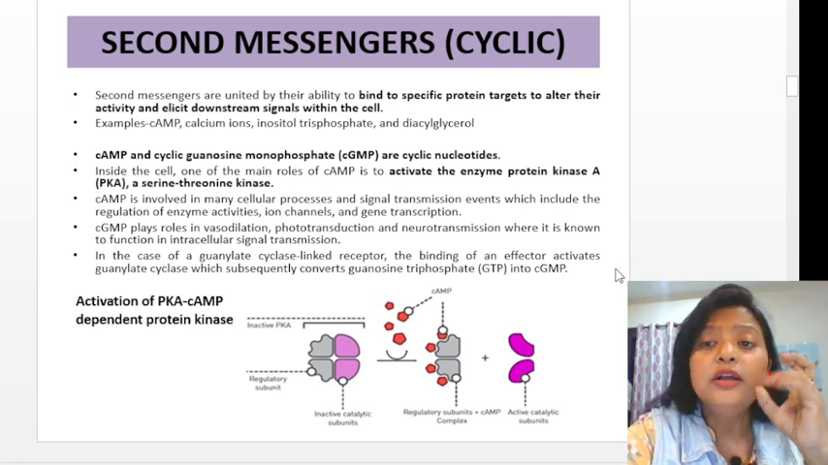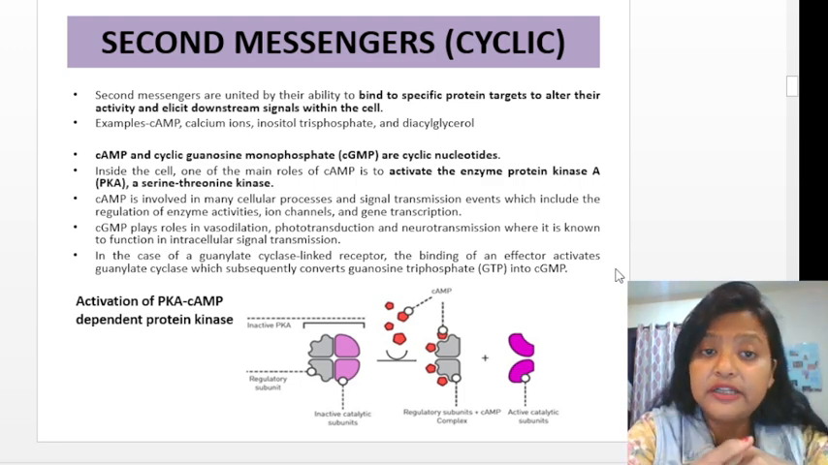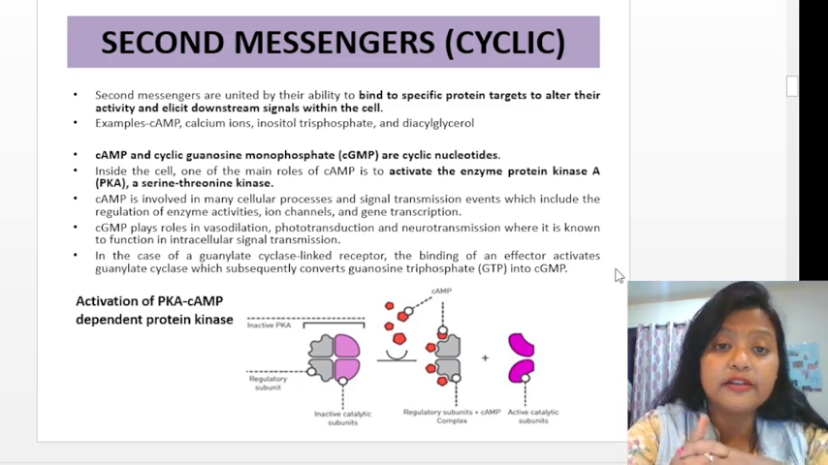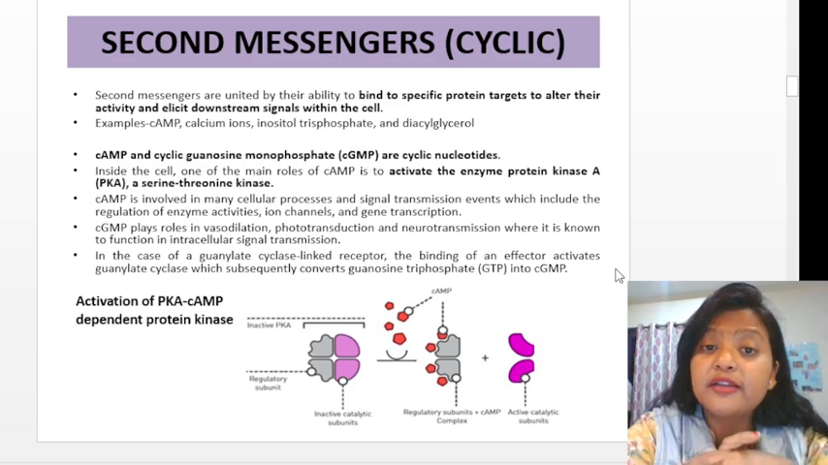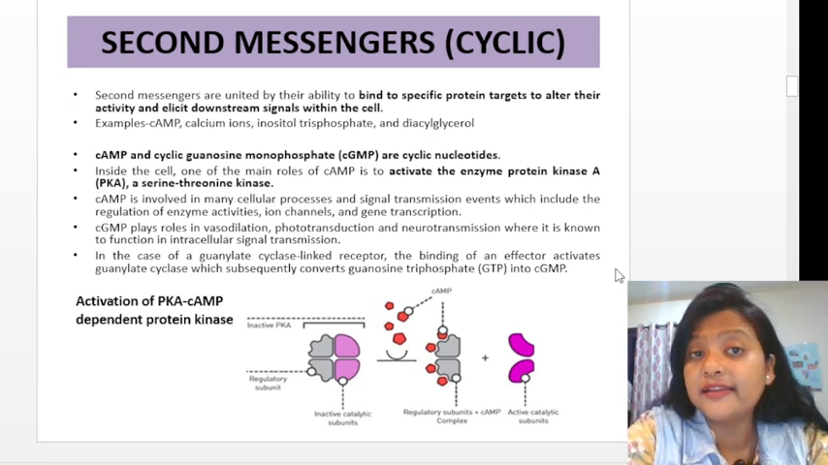Okay, now what is happening? First, we'll talk about the cyclic part. So, what are secondary messengers? They have the ability to bind to protein targets and change their activity, and thus lead to downstream signals or responses. Some examples of secondary messengers here are cAMP, cGMP, calcium ions, then we also have IP3, or inositol triphosphate, and DAG, also known as diacylglycerol.